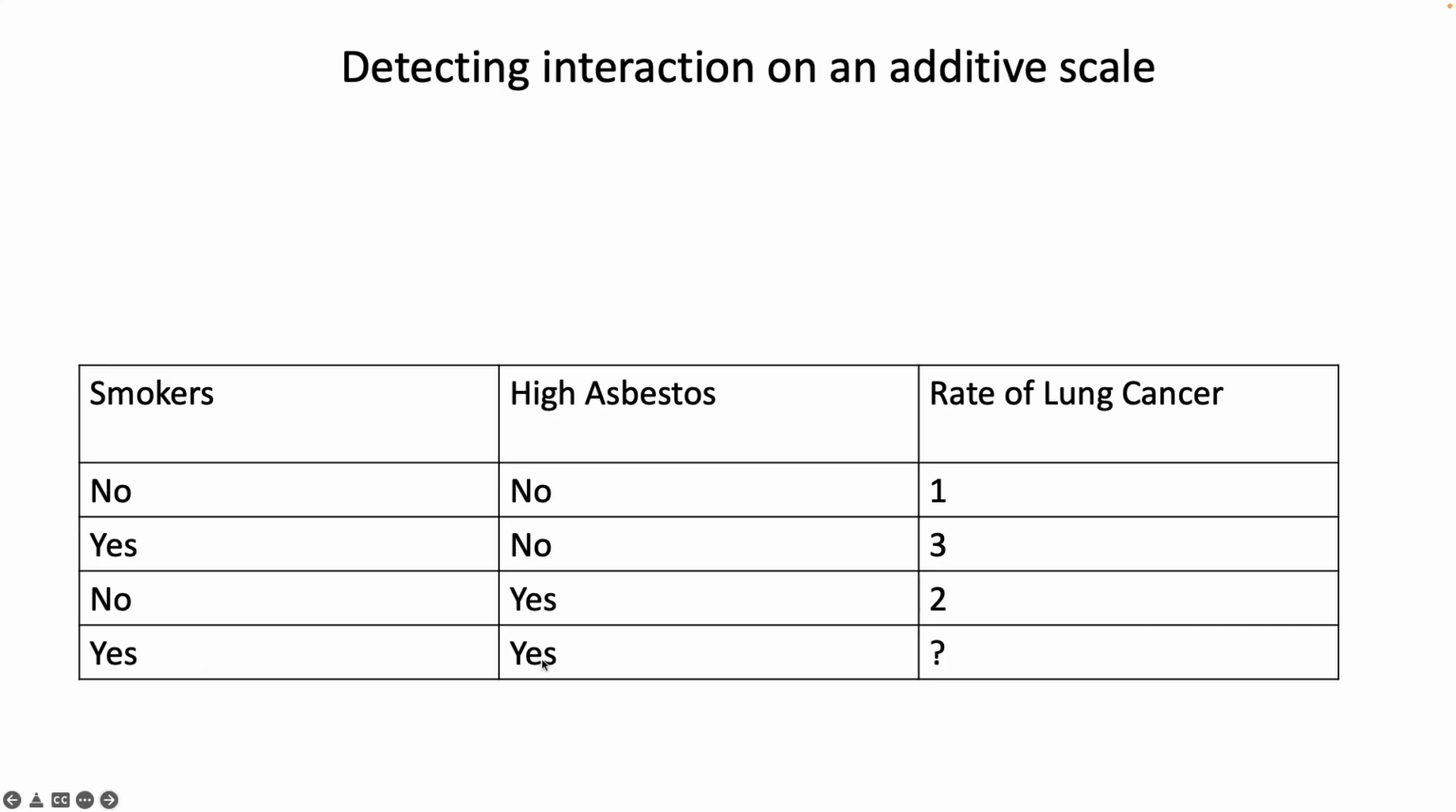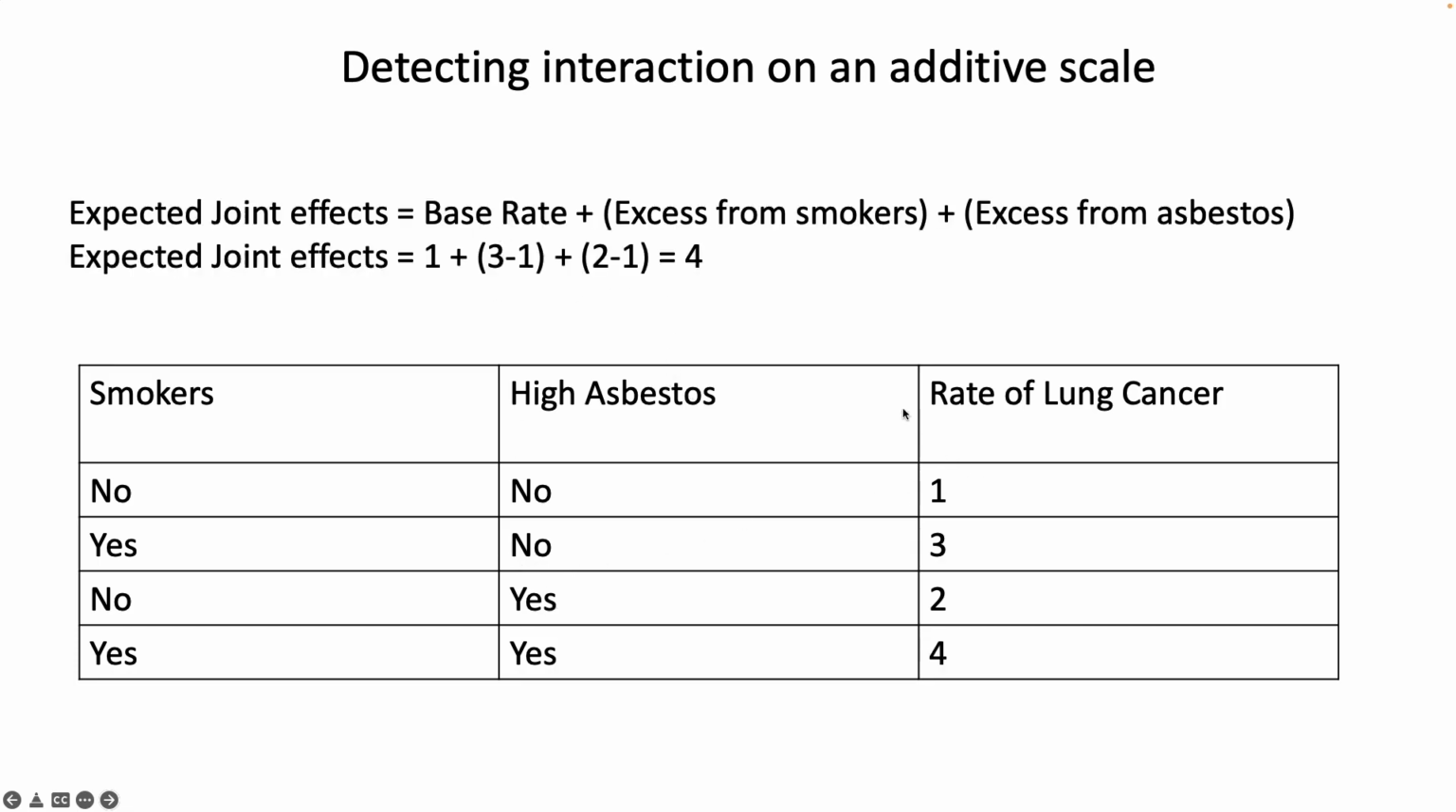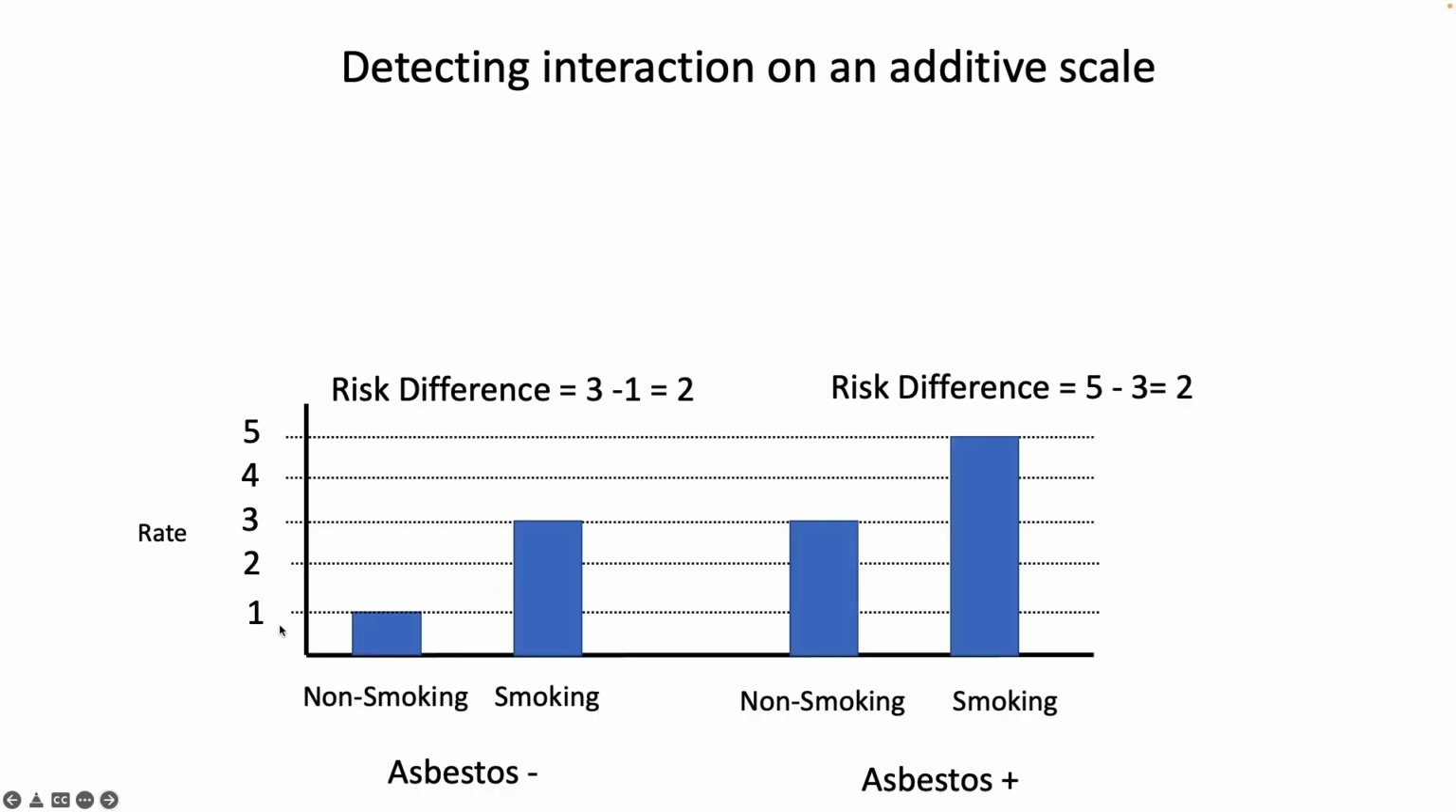But what would we expect this joint effect to be on an additive scale? Basically, it's the baseline risk plus excess risk, and this is kind of weird, so I'm going to give something that may make that a bit clearer. This is basically the same relationship: rate of lung cancer, smoking and non-smoking, but this group is asbestos positive and this group is asbestos negative. You can see that the relationship between smoking and lung cancer is the same in the two groups. The risk difference is 3 minus 1 is 2, and 5 minus 3 is 2. So the effect between smoking and lung cancer is not different on the two strata of asbestos.